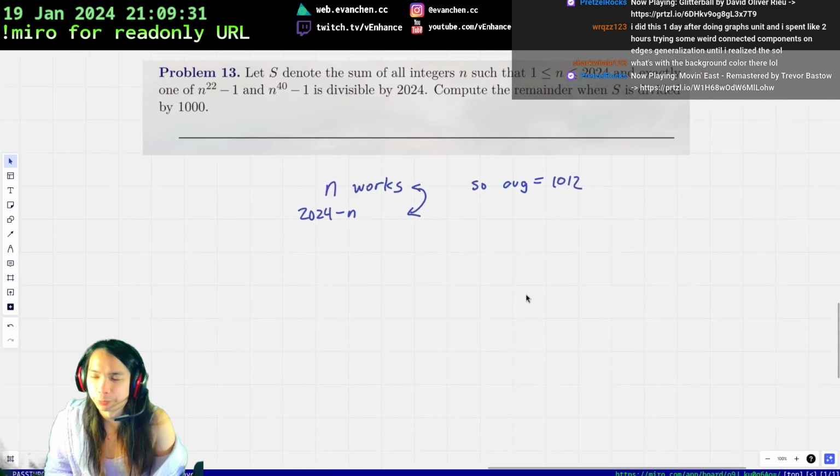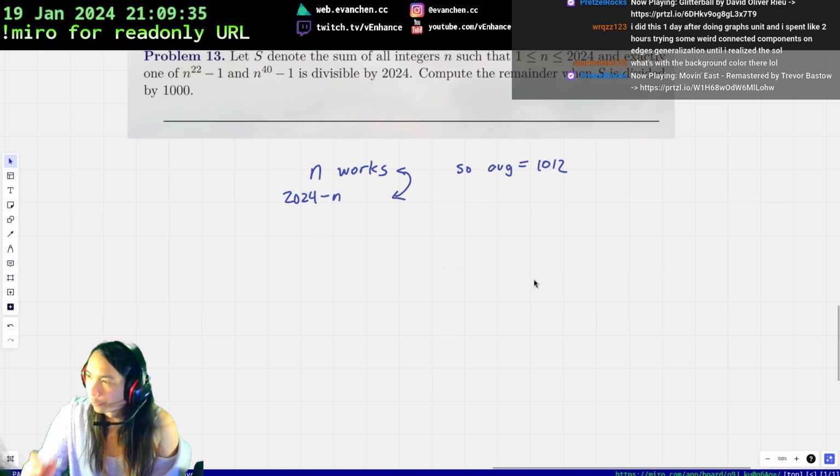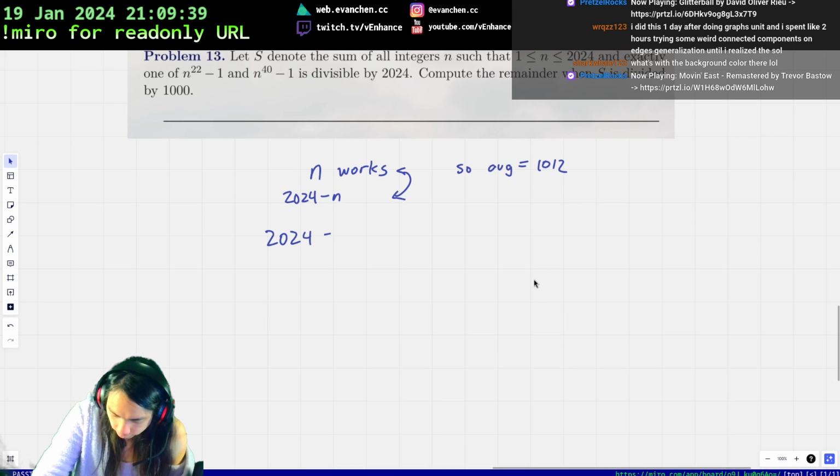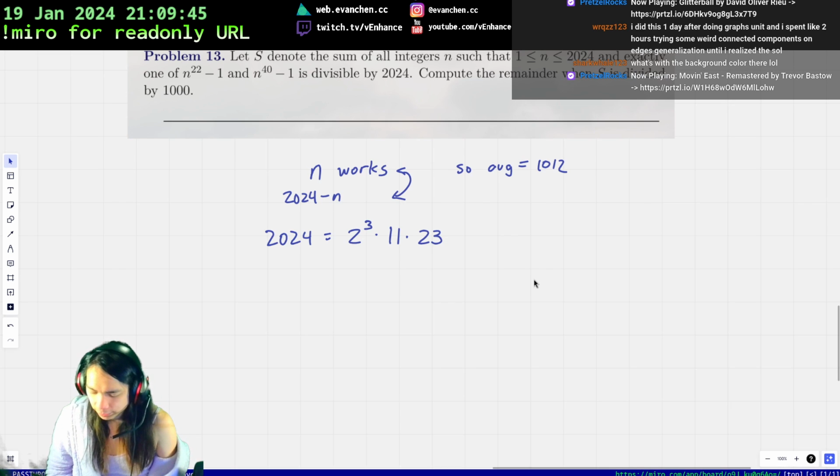Yeah, so the average will be 1012, and I need to just compute how many of them work. First of all, I have to factor the year first, right? 2 cubed times 11 times 23. So, let's just look modulo each of these things.